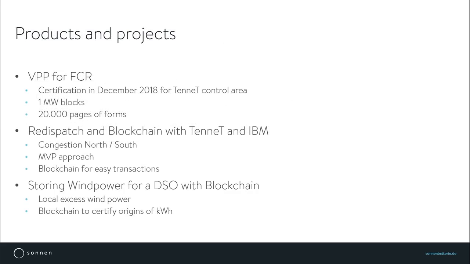All right, just to give you a quick rundown of what we already do with storage. Our virtual power plant was just certified to provide primary frequency control, or FCR, in the TenneT control area. So we were able to bundle up a few hundred batteries into a 1 megawatt block, and then ran that through the pre-qualification process by TenneT. Interesting case with Sonnen and TSO TenneT.